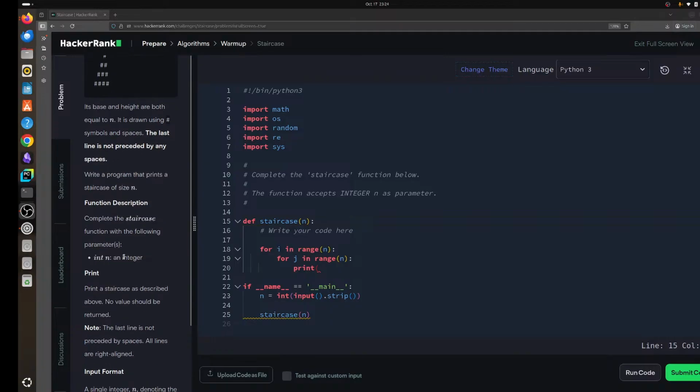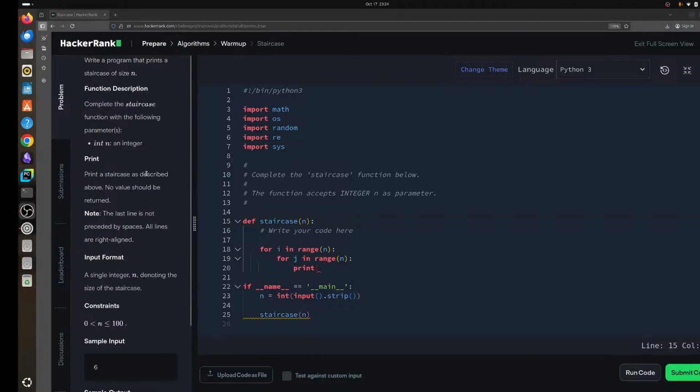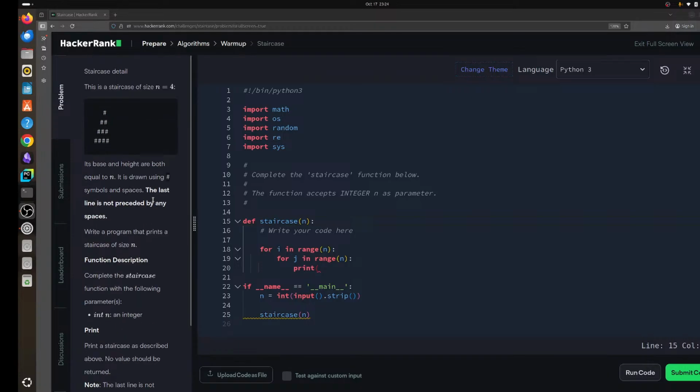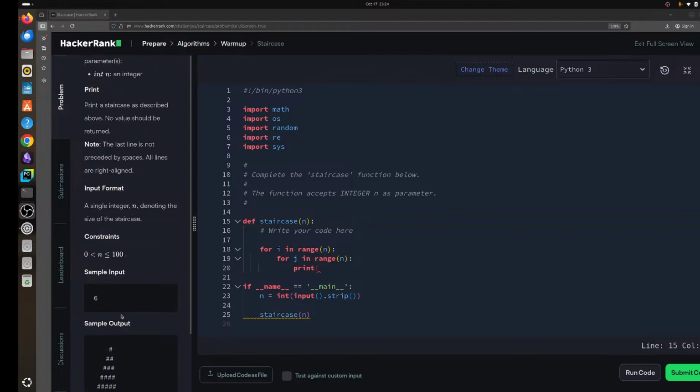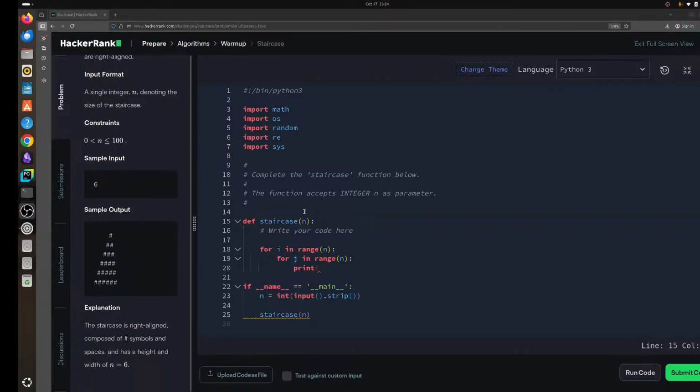Okay, complete the staircase function with the following integer. Print a staircase as described above. No values will be returned. You need to print it out. The last line is not preceded by spaces. All lines are right aligned. Correct. So if n is 6, then base will be 6 and height will be 6. So let's try to get the pattern.